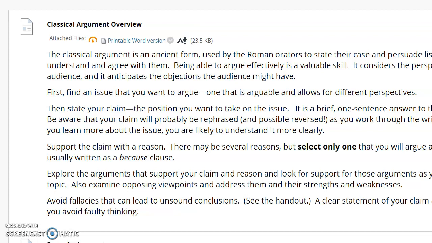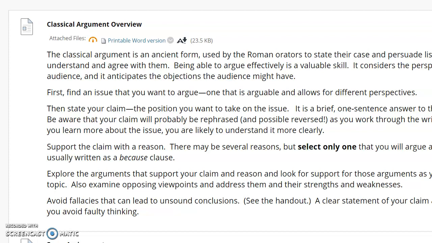And so again, it considers the perspective of the audience, and it anticipates any objections that that audience might have to your perspective. So not an easy task, but a valuable skill and an important task. As you think about this, first you want to find an issue that you want to argue. You're going to spend the remaining 5, 6, 7 weeks on this, so you want to choose something that interests you and something that is arguable, something that allows for different perspectives.